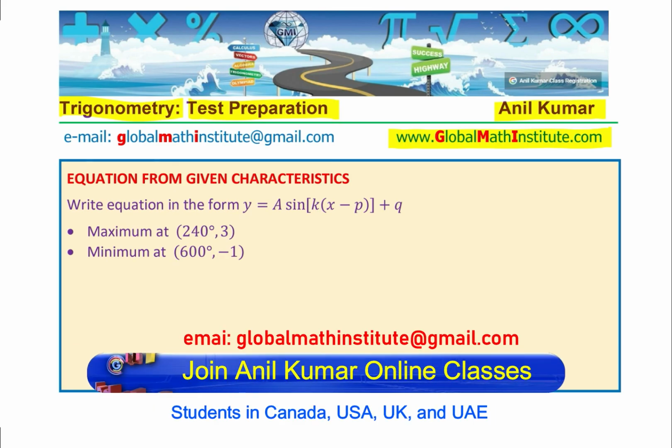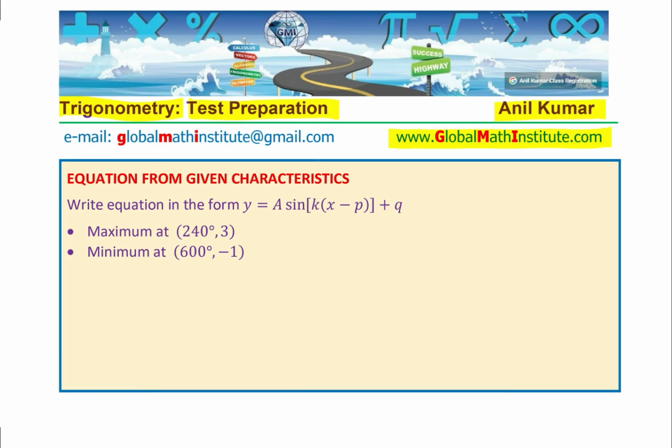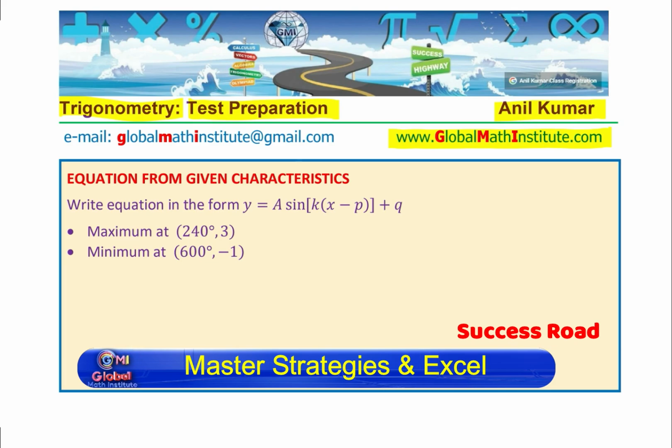So the question is, write the equation in the form of y equals a sine k(x minus p) plus q, when the maximum is at 240 degrees, the value being 3, and the minimum is at 600 degrees, the value being minus 1.